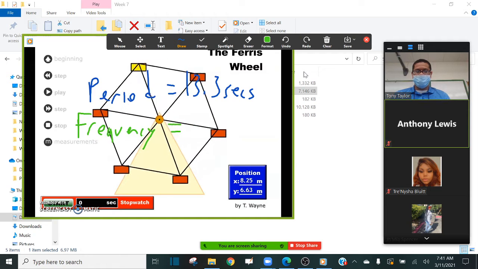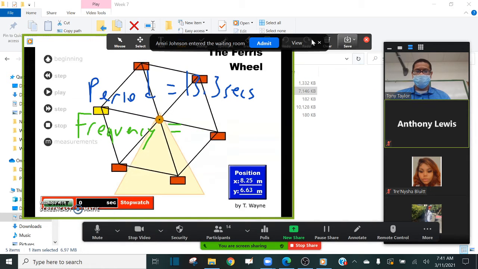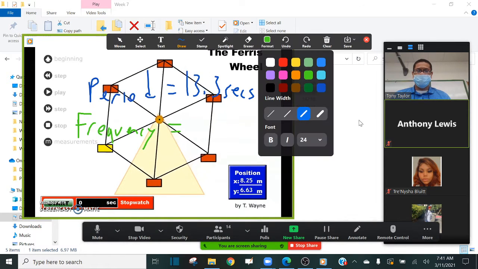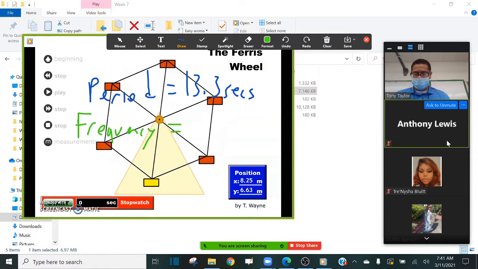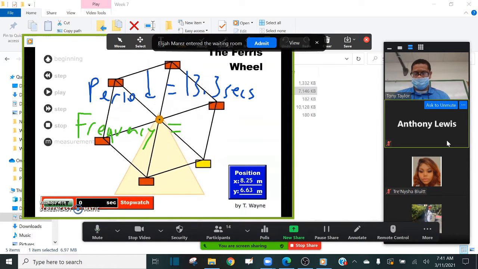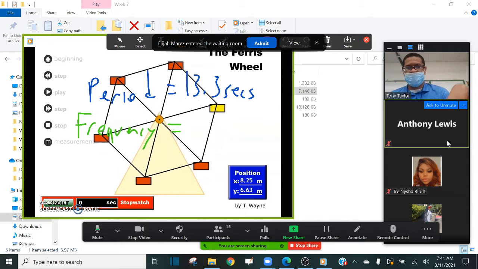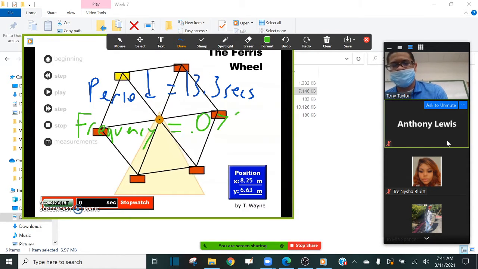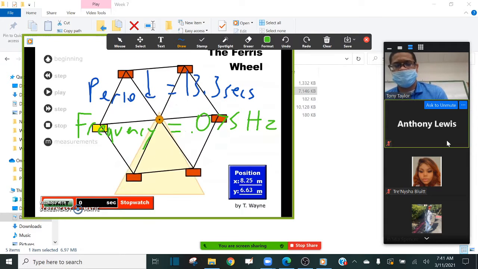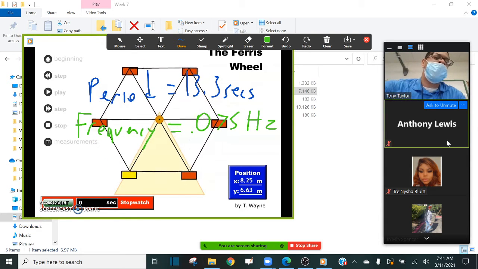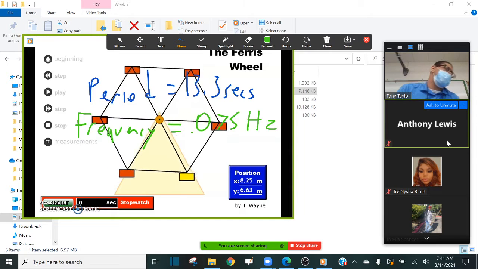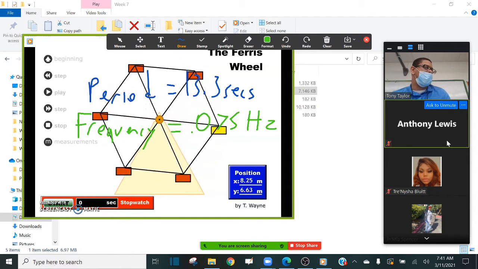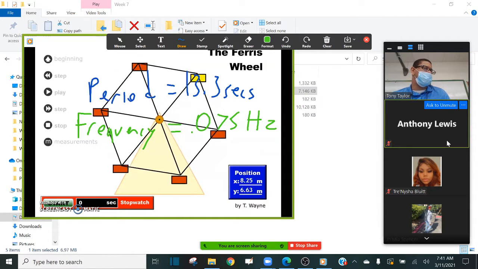Remember, guys, the way we find frequency is to do 1 divided by the period. So we'll do 1 divided by 13.3. And when I do that, that gives me 0.075 hertz. Okay. So that's something you guys need to remember, because there's going to be a few questions on this assignment where you will need to find period and frequency.